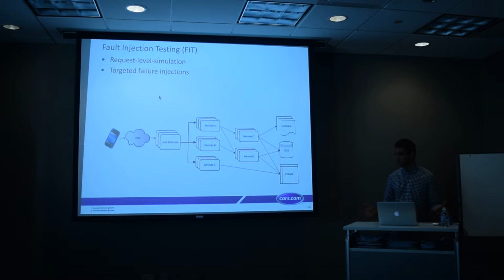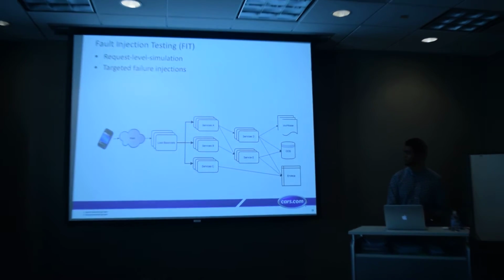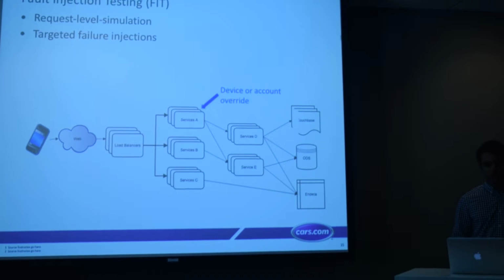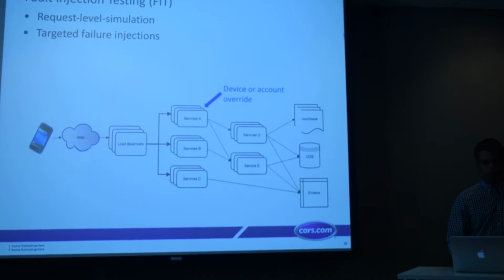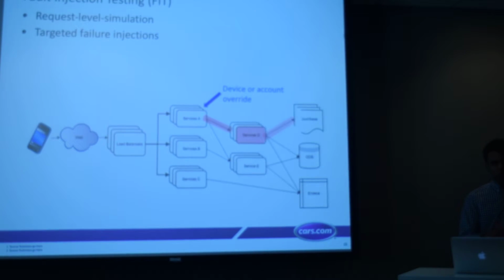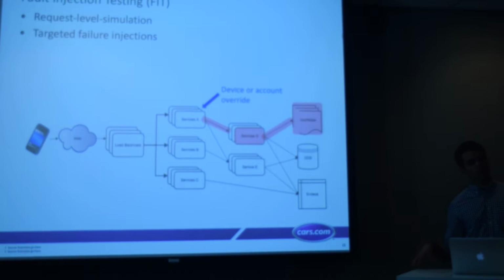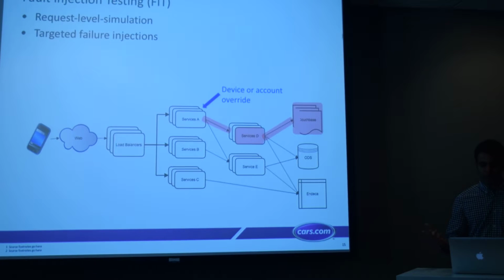So in the same system that we had before, if we were to utilize FIT, we would have some sort of device or account level override that we would pass in as a header. By passing that in as a header, we effectively limit the failure to only one chain. Using this, we can test failures in a much more careful way, and not stress the entire system through a random barrage of failure modes injected everywhere. And that's the real advantage here.